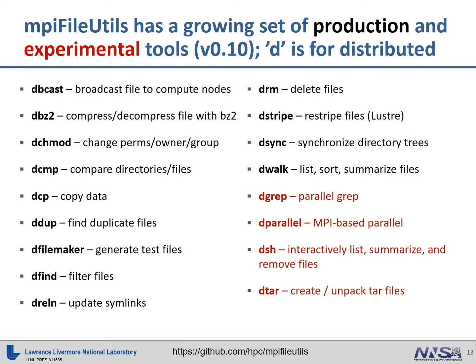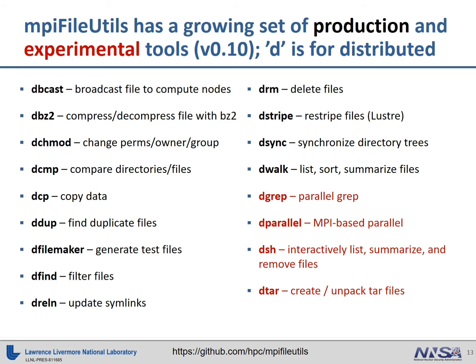dedupe is a way to find files within a directory tree that have identical content. It's a very interesting algorithm. dfilemaker is mainly just used to generate test sets, so it's not maybe all that useful for end users. dfind is a parallel find tool.